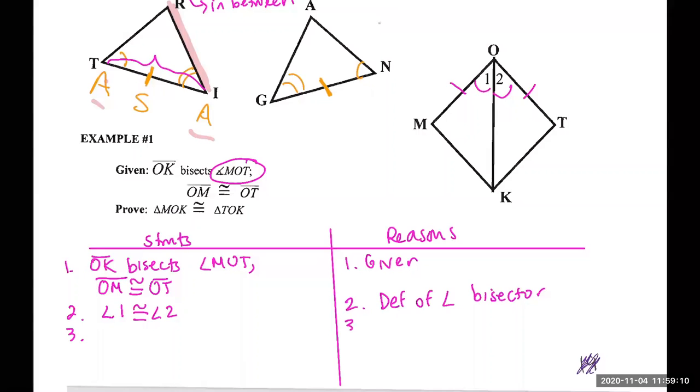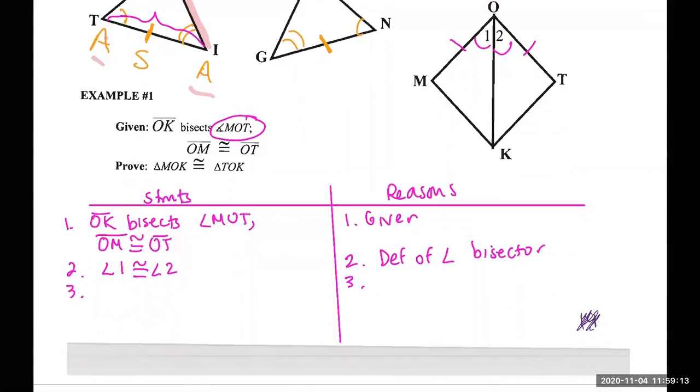Okay, that shared wall must be congruent to each other, right? Very good. OK is congruent to OK, with segment symbols being with that little bar on top. OK is congruent to OK, and that is by reflexive property.